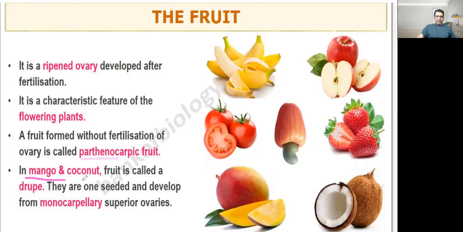In mango and coconut, the fruit is called a drupe. There are different types of fruits, and one category is called drupe. So mango and coconut are drupes. They are one-seeded and develop from a monocarpellary superior ovary. This is mango and this is coconut. They are drupes, and they develop from a single carpel, and the ovary is superior.